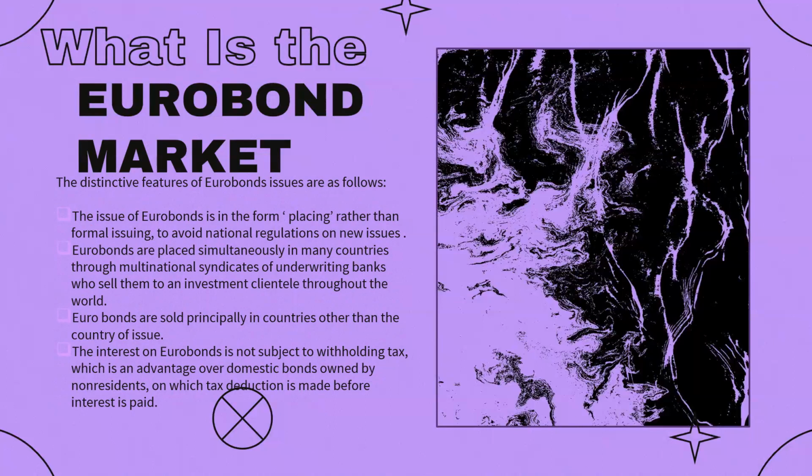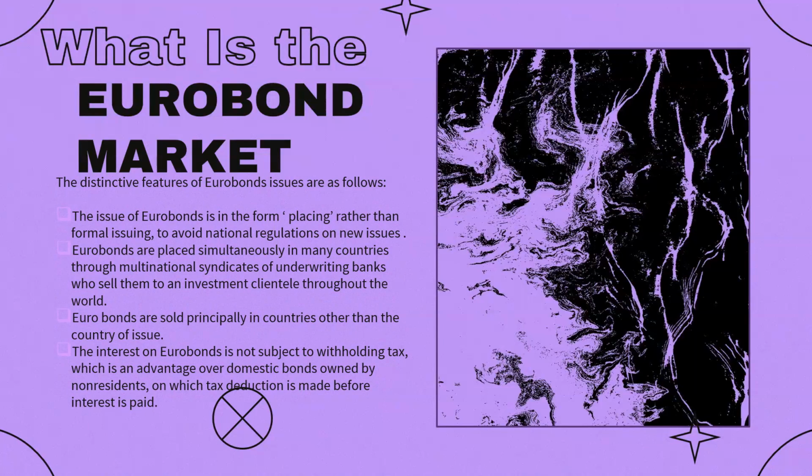Number one, the issue of Eurobonds is in the form of placing rather than formal issuing, to avoid national regulations on new issues. Number two, Eurobonds are placed simultaneously in many countries through multinational syndicates of underwriting banks who sell them to an investment clientele throughout the world. Eurobonds are sold principally in countries other than the country of issue.